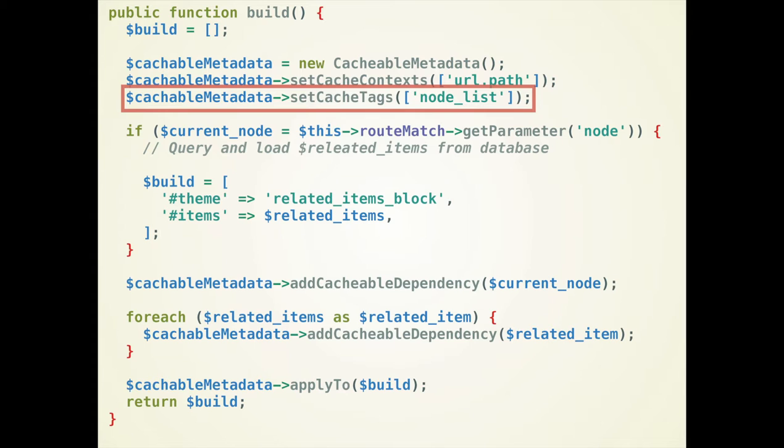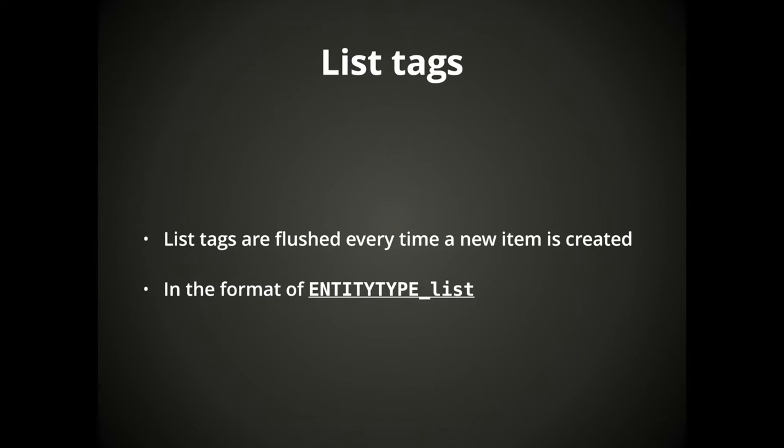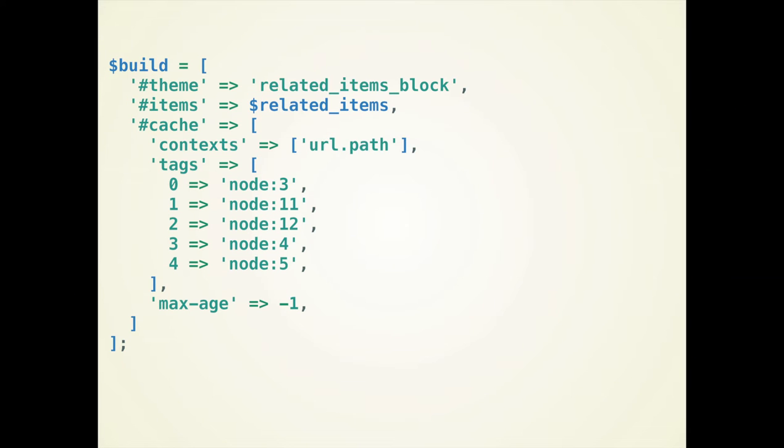This is one of those ones you just kind of have to know, where it says node underscore list. Node is the entity type, and you just add underscore list on the end of it. So there's also a user underscore list, term underscore list in Drupal, and there's all those for every entity type. And what happens is the storage system knows that when it saves an entity, go clear the list tag for that type. List tags, like I said, they're flushed every time a new item is created, and they're just in the form of entity type underscore list. So after that, we get node underscore list as one of our tags.